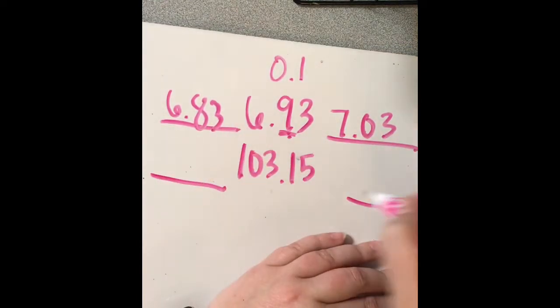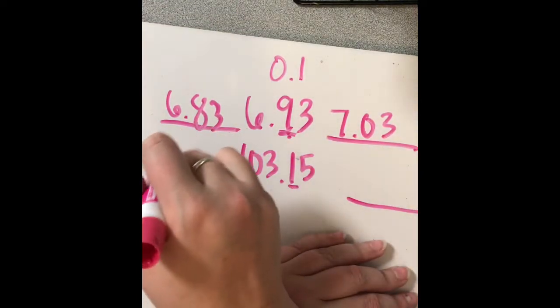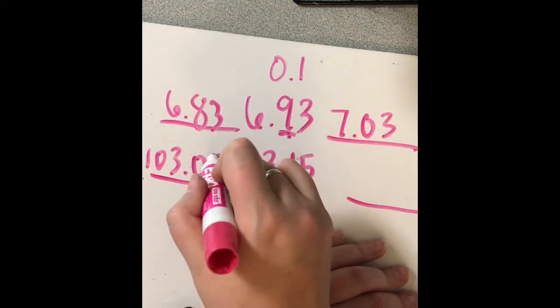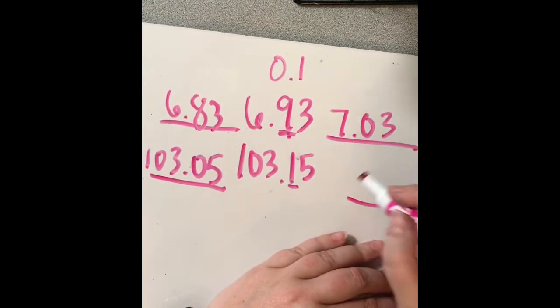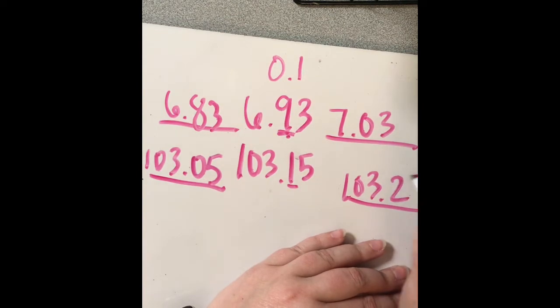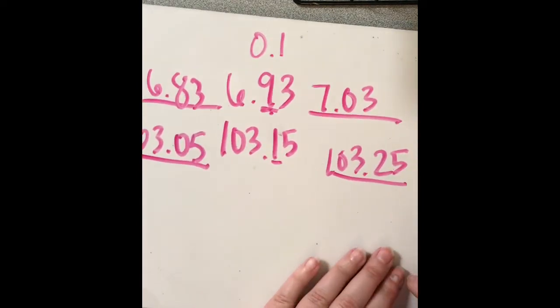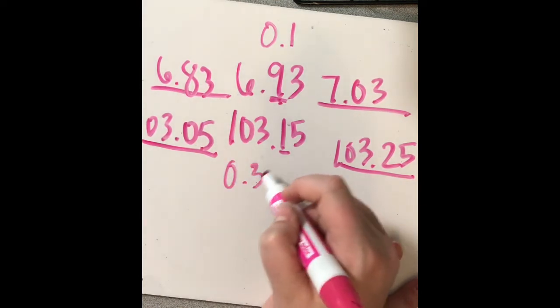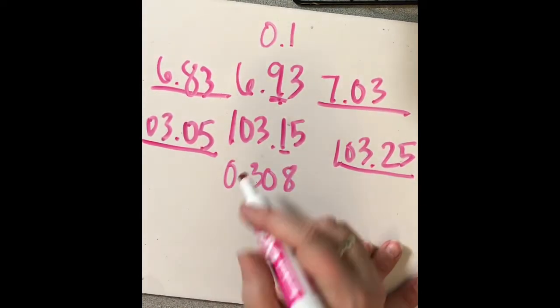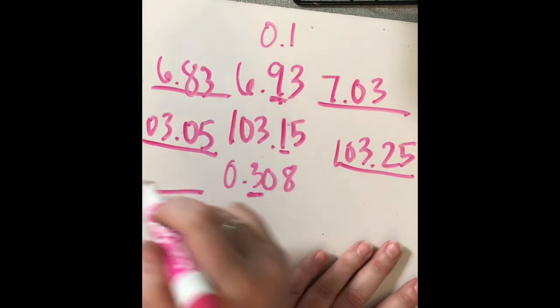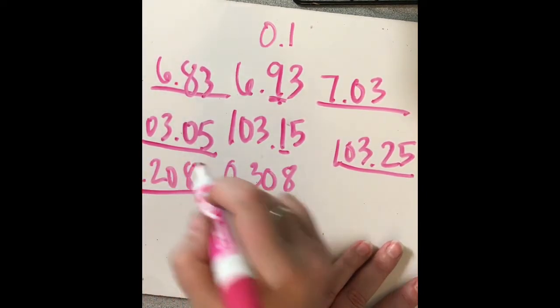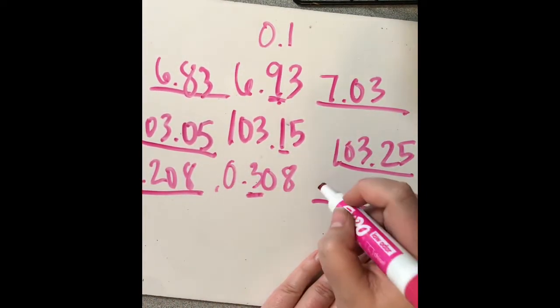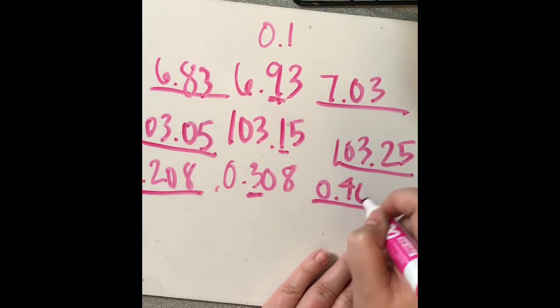Okay, next we have 103 and 15/100. So 1/10 less would be 103 no tenths. And one more would be 103 and 25/100. And last we've got 308 thousandths. So 1/10 less than what we currently have would be 208 thousandths. And 1/10 more, easy, would be 408 thousandths.